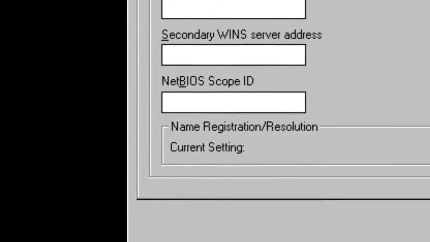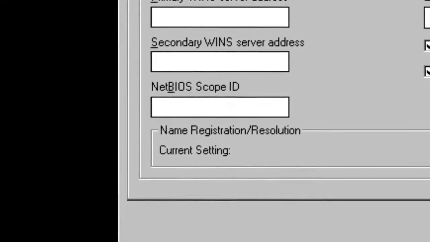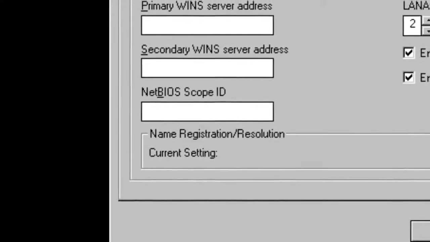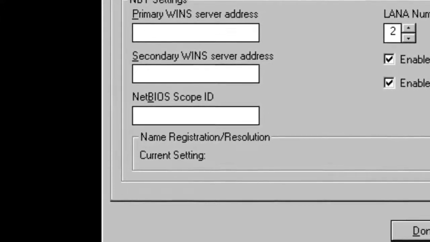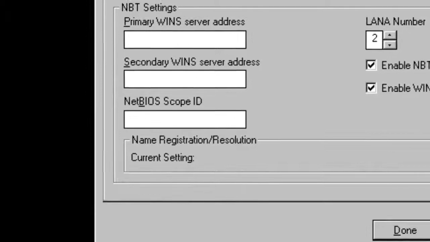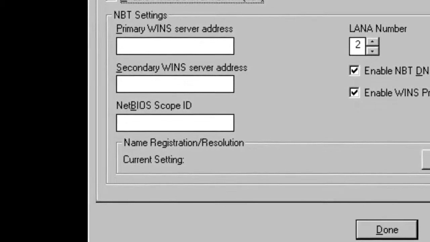Using NetBIOS Scope IDs is no longer recommended, especially if you are also using the domain name system for naming hosts on your network. You should configure NetBIOS Scope IDs only if you want to isolate a particular subset of computers on your network from the rest of the network and allow them to communicate only among themselves.